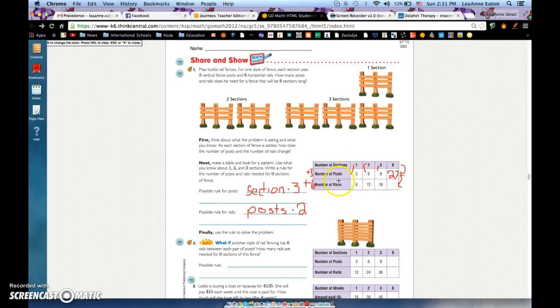And then how many rails do we have? What do we have to do? We have to do 27 times 2. 2 times 7 is 14. 2 times 2 is 4, plus 1 is 5. So we have 54. Okay, so we have answered this question, and we are now done. Go ahead and make sure you have this.